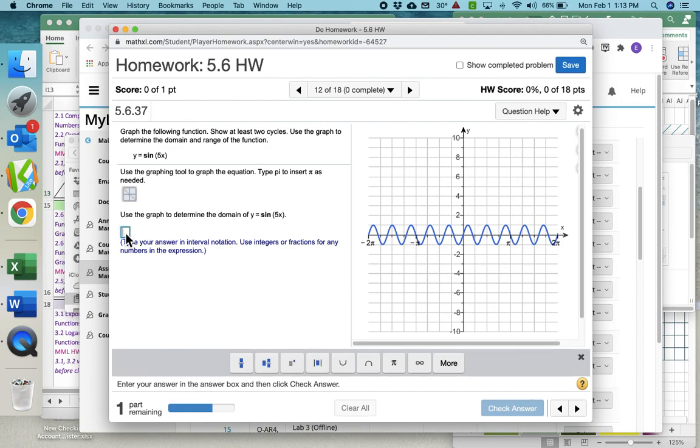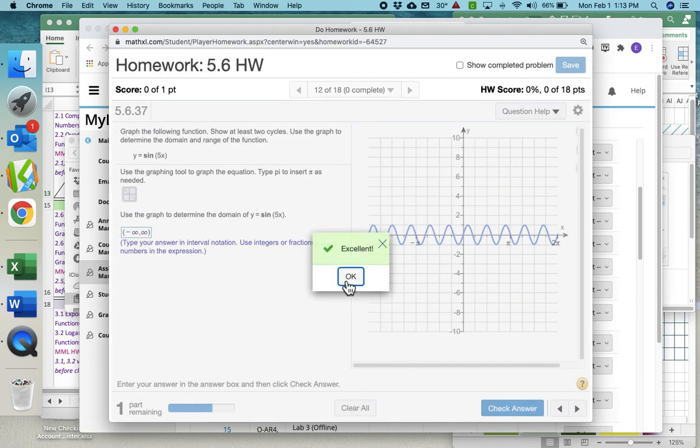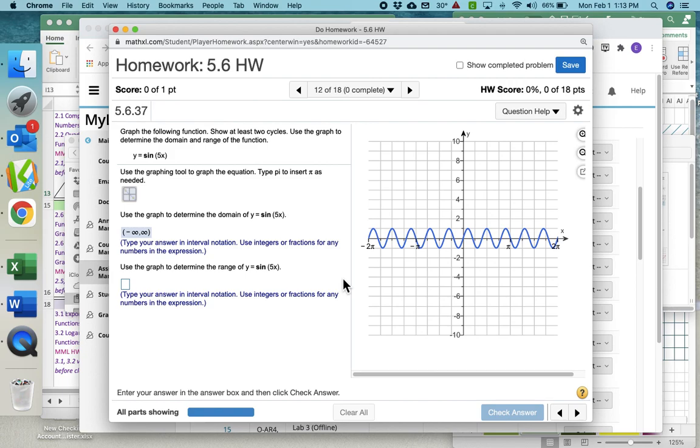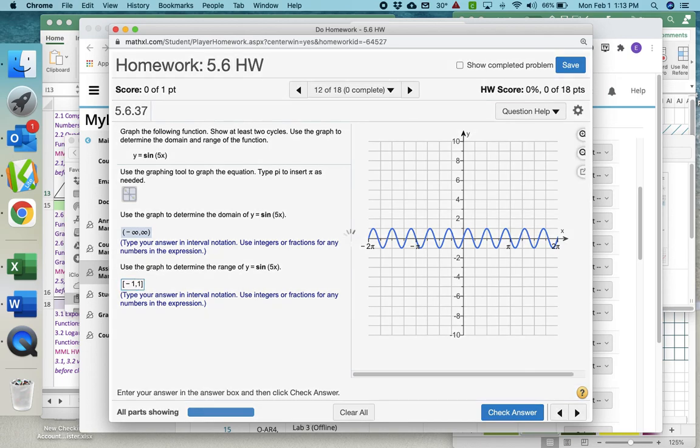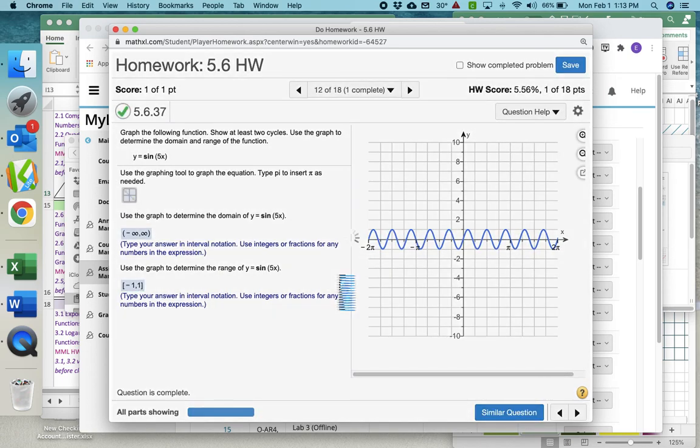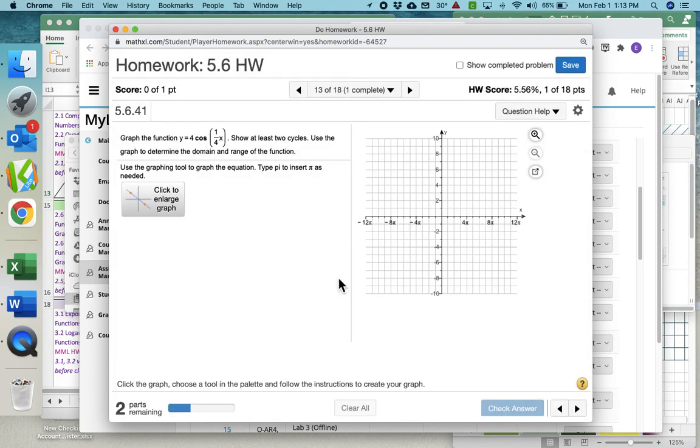Well, the domain for sine will always be negative infinity to infinity. It says determine the range. Well, in this case, it would start down at -1 and go up to 1, and it's including those numbers, so we're going to use brackets. And that's it for that problem.